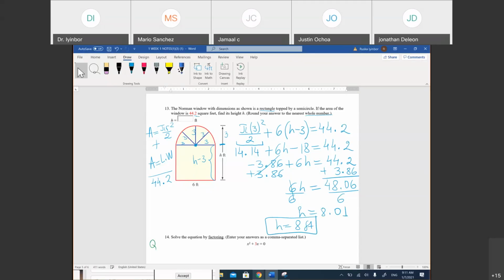Okay, any questions? You just find both and add them to get the, yes, that's correct. I'm going to find both and I'm going to add them to get the total area. Yes, that's correct. Okay, any questions on this? Everybody good?